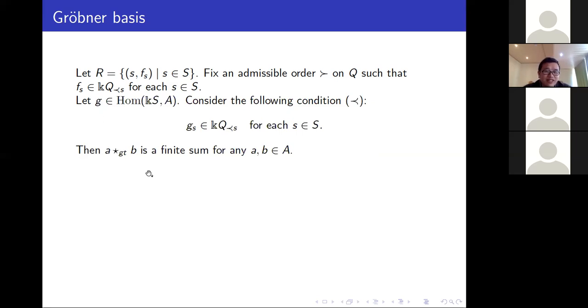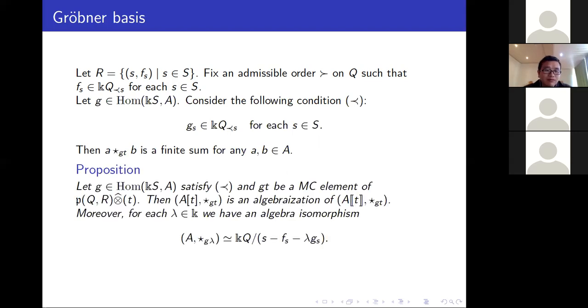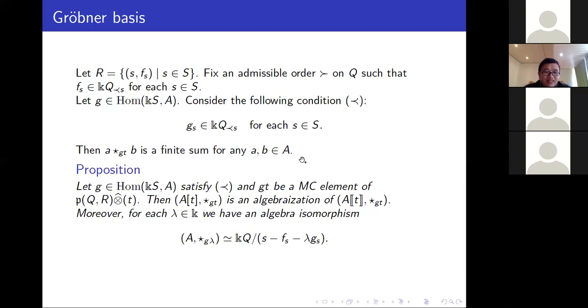And then if G satisfies this order condition, similar to the PBW case, this star product should be a finite sum, because once we perform reductions, the order of the path should decrease. So it should stop, because here we have a minimal element. And then we have a proposition completely similar to the PBW case. We just replace the path length by this admissible order. So if G_T is a Maurer-Cartan element, then this formal deformation admits algebraization. This is an obvious algebraization, because this star product is well defined in this case.